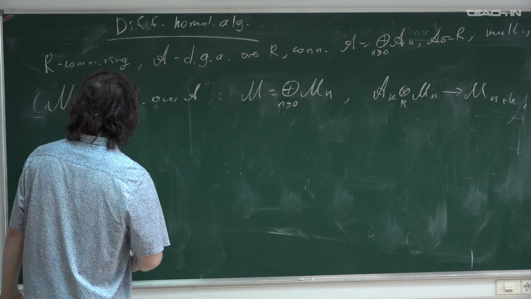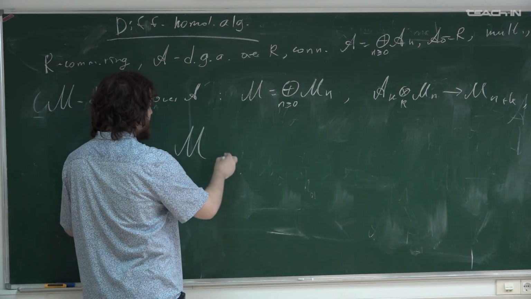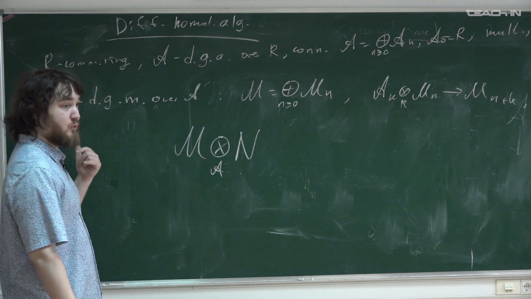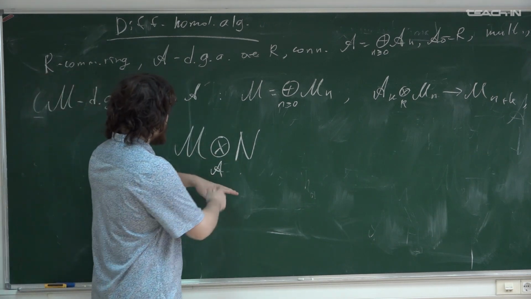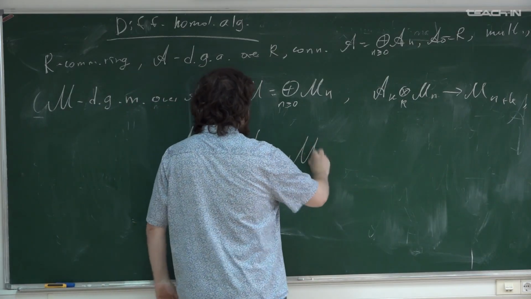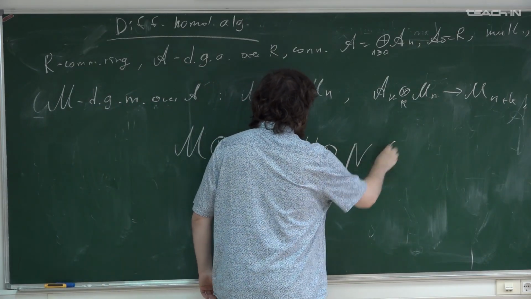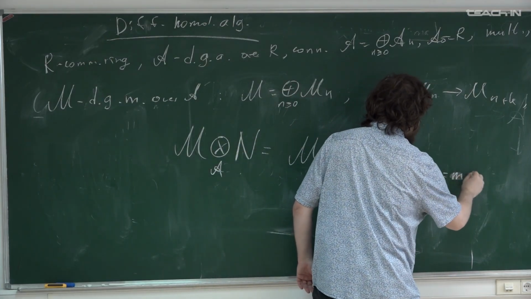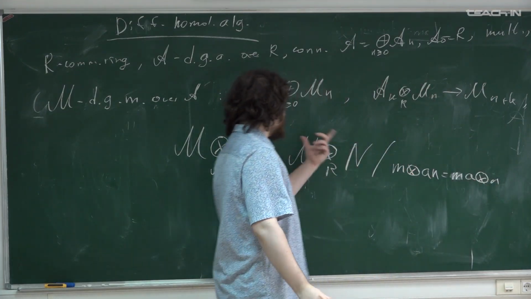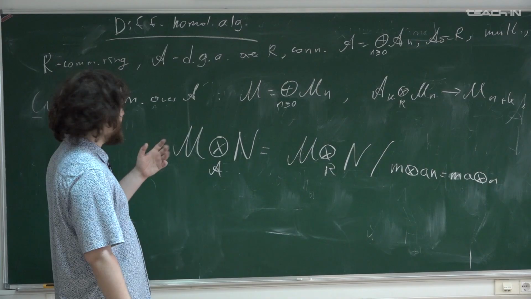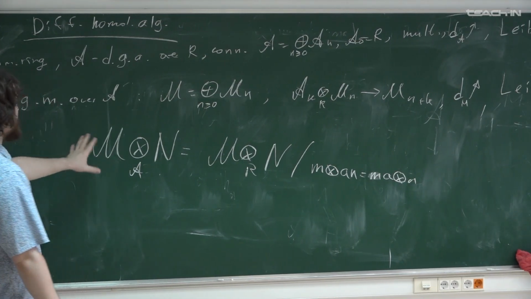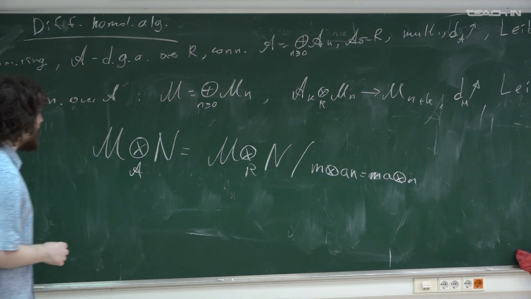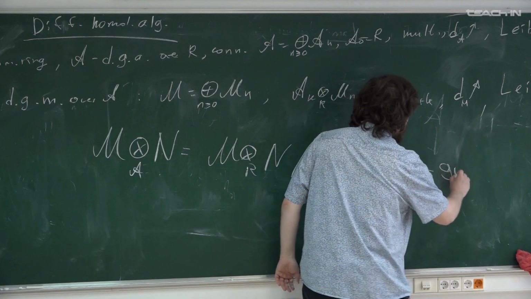We discussed this. If I have two modules, I can define this thing as a graded module. It's a quotient, modulo these relations. It's a graded ideal, so in fact it's a graded module. It's a graded R module, just an R module because R is commutative. It's not an A module, it's a graded R module.